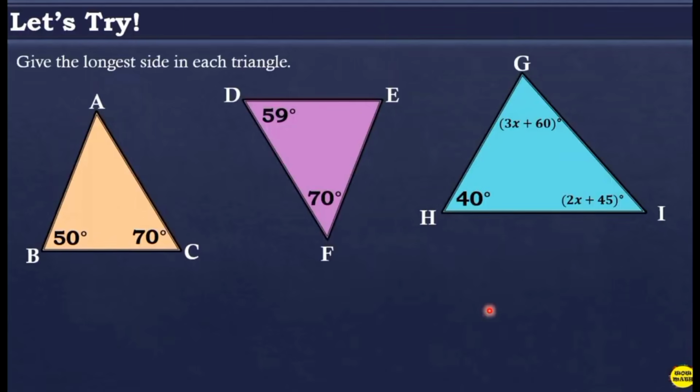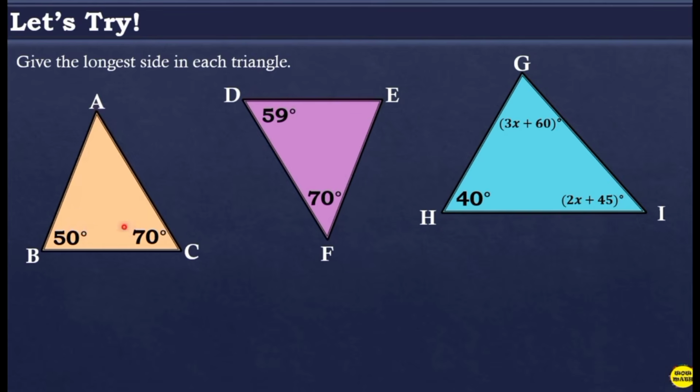Let's try. So, I have here 3 triangles. So, given the measure of these 2 angles, we have 50 degrees and 70 degrees. Paano natin malalaman ang longest side? So, give the longest side in each triangle. So, how will you know the longest side? So, dapat alam mo kung ano yung measure ng tatlong angles mo. So, since meron tayong missing angle dito, kailangan makuha muna natin itong missing angle para ma-identify natin kung ano yung longest side. Because remember, ang longest side po natin is always opposite the largest angle.